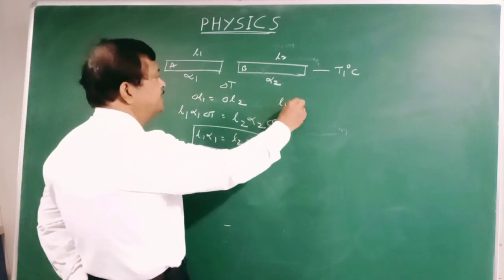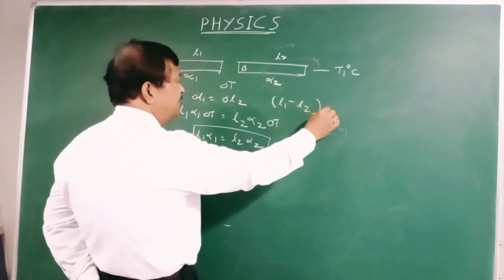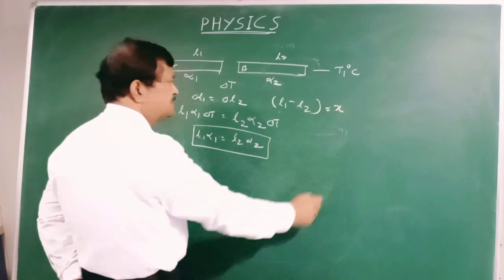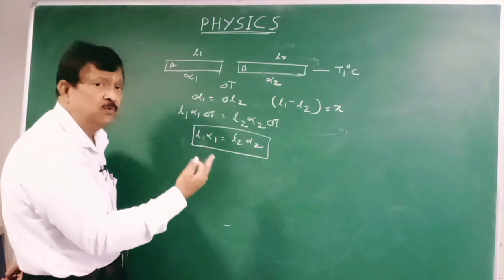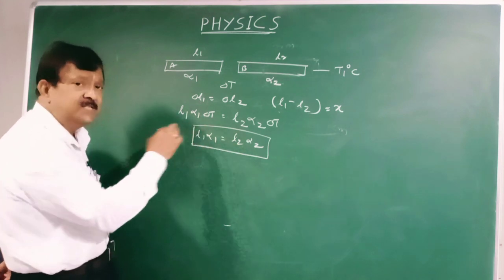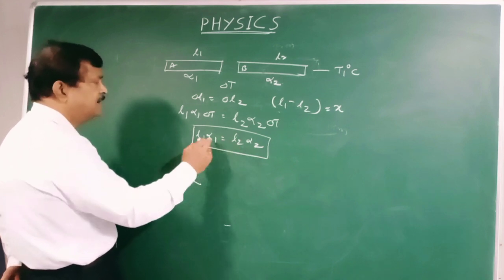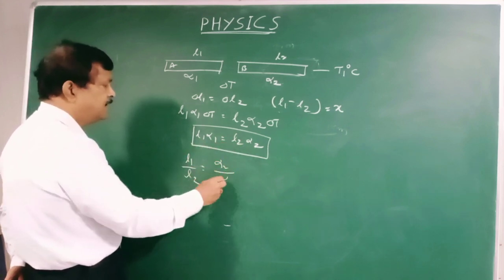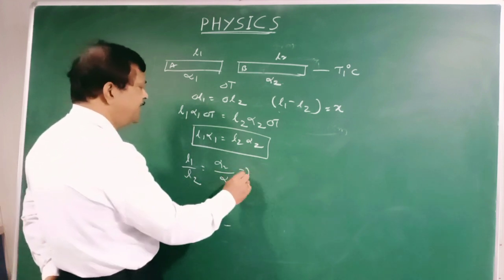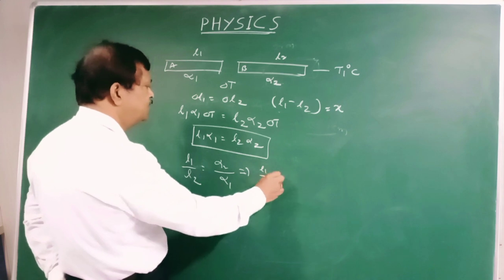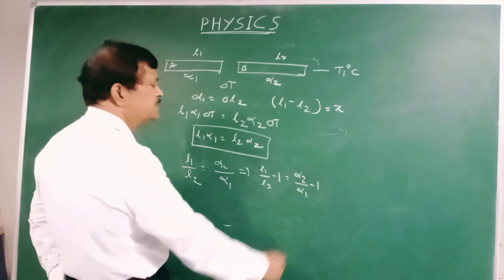Now we have taken initially that L1 minus L2, that is the difference between the two lengths, let us say x. Now I want the values of L1 and L2 so that they will satisfy this condition. So you can write that L1 by L2, from this equation, is nothing but alpha 2 by alpha 1. Now let us subtract 1 from each side. That is L1 by L2 minus 1, that will be equal to alpha 2 by alpha 1 minus 1.